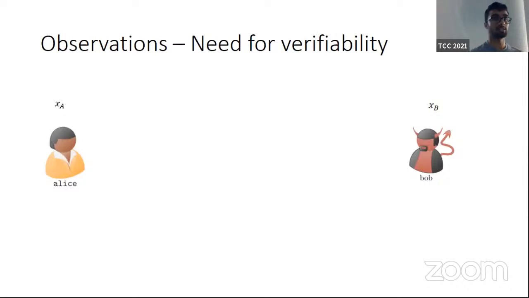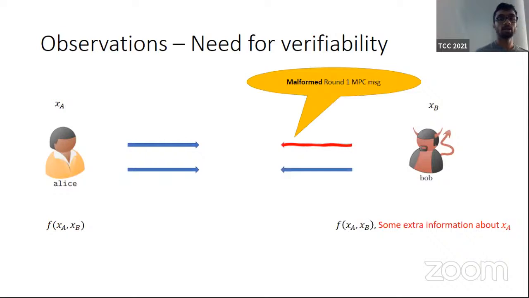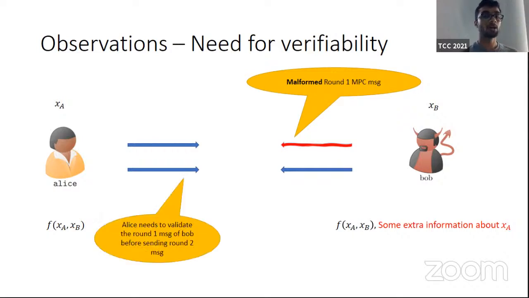But if Bob is malicious, he can send a malformed round 1 message. And if Alice continues the protocol, Bob can not just learn the output of the function, but also learn some information about the private input of Alice. So what we need here is that Alice should do some form of validation before sending her own round 2 message.